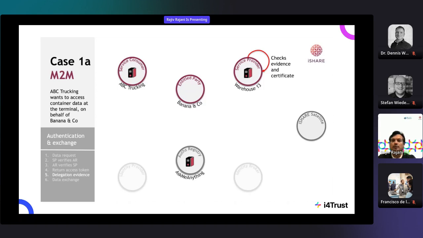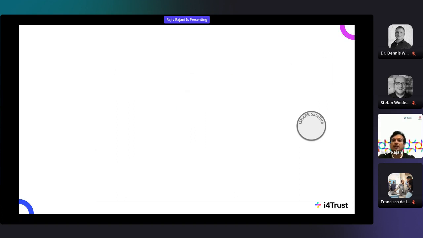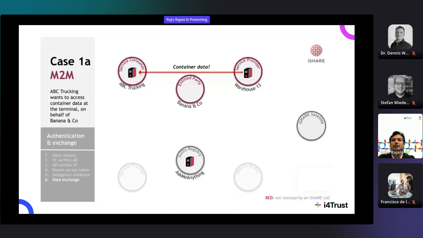Before it sends the data, it of course needs to validate the response token itself. So it checks the evidence and the certificate which was used for signing and everything. And when it is satisfied, it will then send the container data back to the service consumer. So this is how a simple machine-to-machine flow looks when using iSHARE.